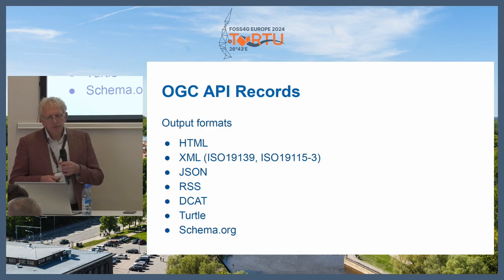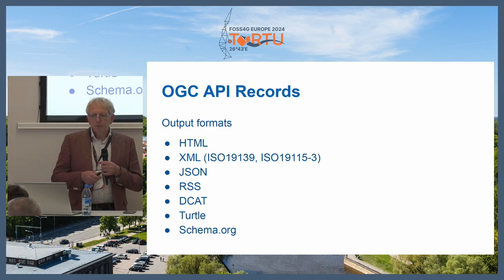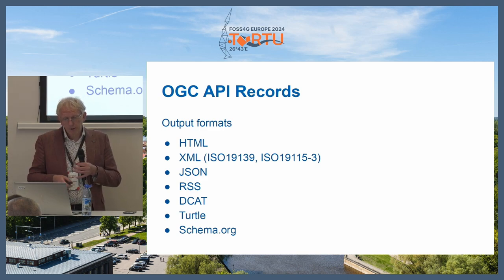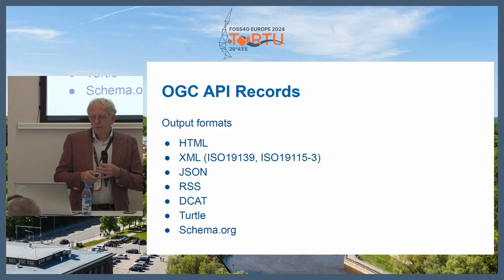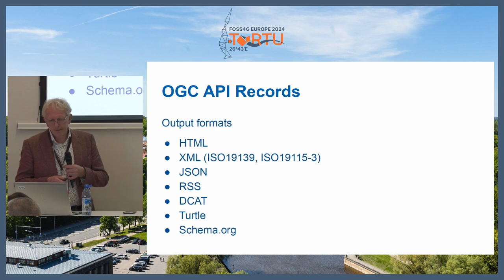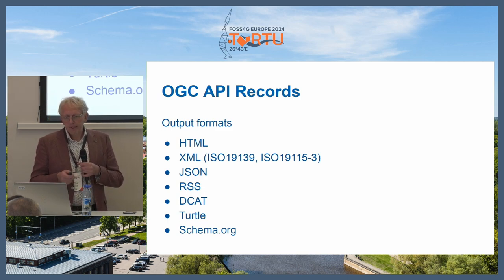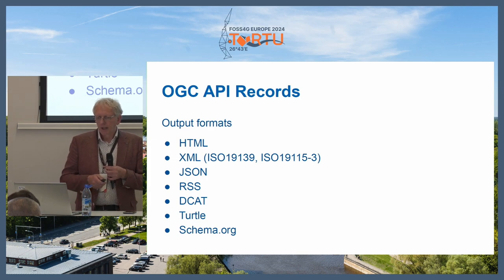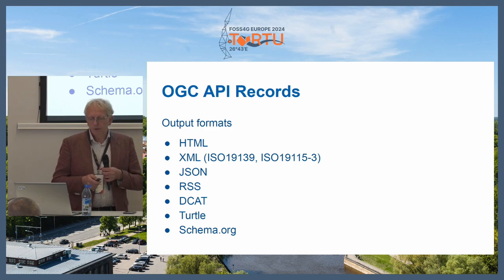OGC API provides many different output formats: HTML, which you can browse in the browser, even do a search in the HTML. It supports XML output in the form of ISO 19139 metadata or 19115-3 metadata, kind of the same, but structured a bit differently. In JSON and news feeds format, DCAT format, Turtle and schema.org.